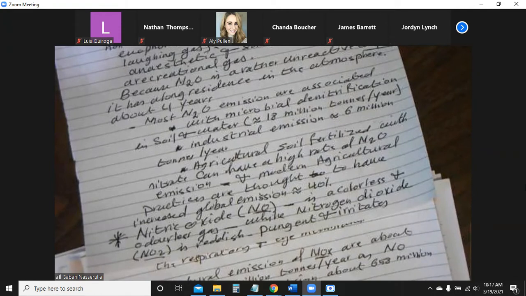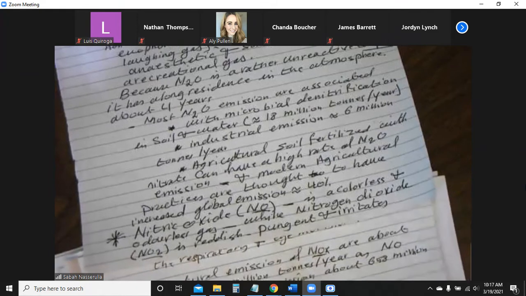Now I'm going to mention the source of that. The source, as a matter of fact, is mostly from the bacterial nitrification of the soil. Okay, to mention this point here.